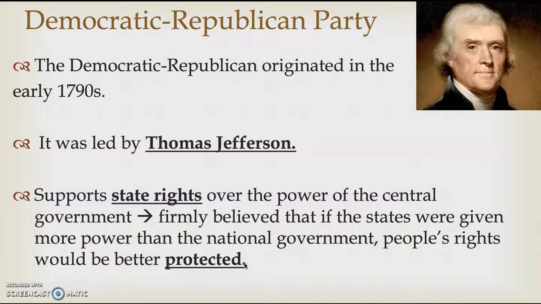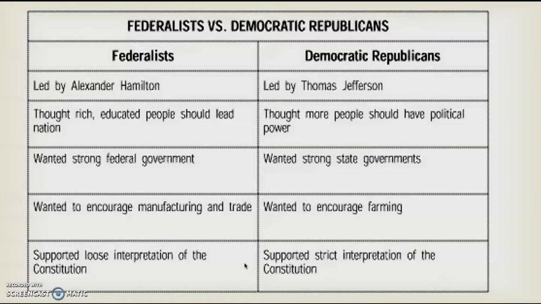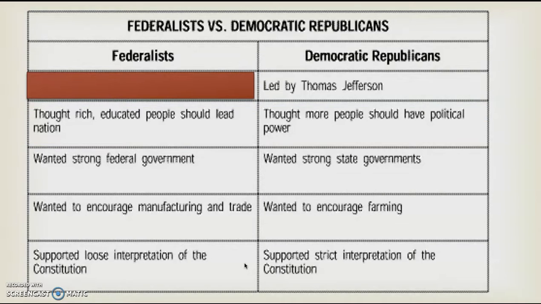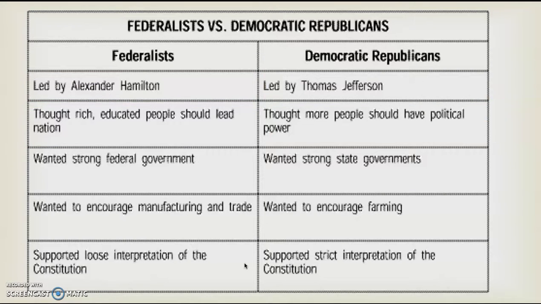Something to consider. Now, I have the chart up here. And this chart actually works, so this is filled out for you guys already. But the differences between the two, this is the biggest point. Wants to support a strong federal government is the Federalists, right? Federal. Democratic Republicans want to support strong state governments. That's the most important thing you need to know.